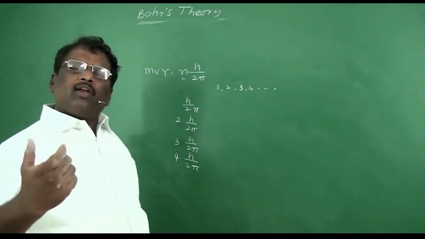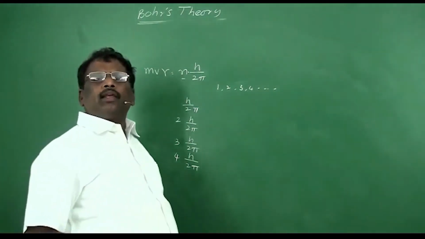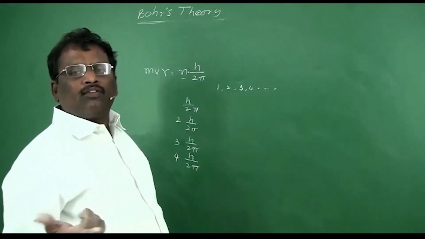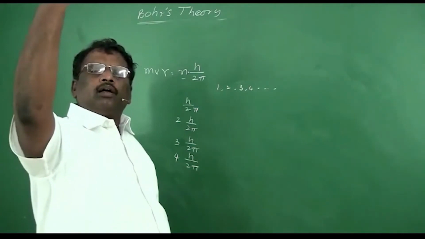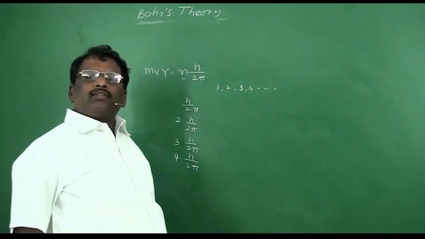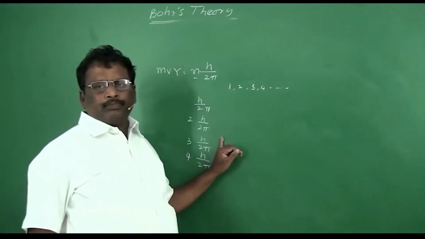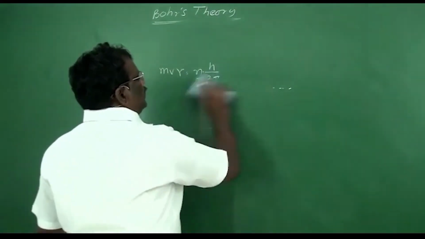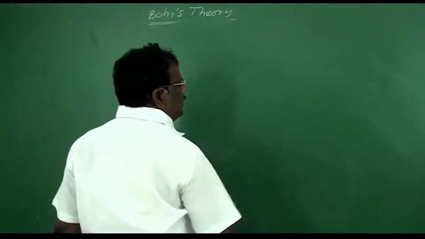Bohr proposed that angular momentum is quantized, but he was unable to explain why it has to be quantized. For this question, we'll get the answer in another theory known as de Broglie's theory. Now, Bohr was also able to calculate the radius of each energy level.